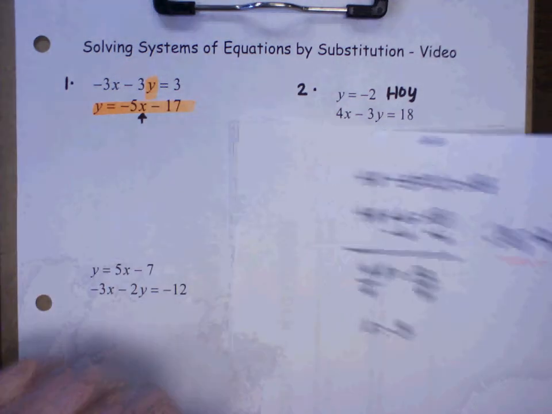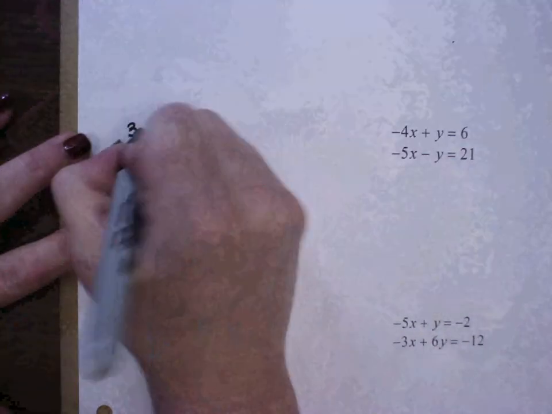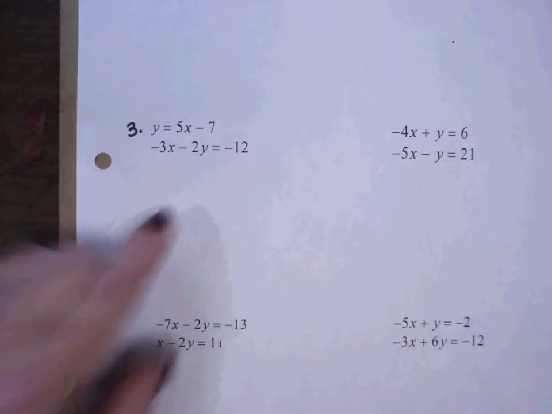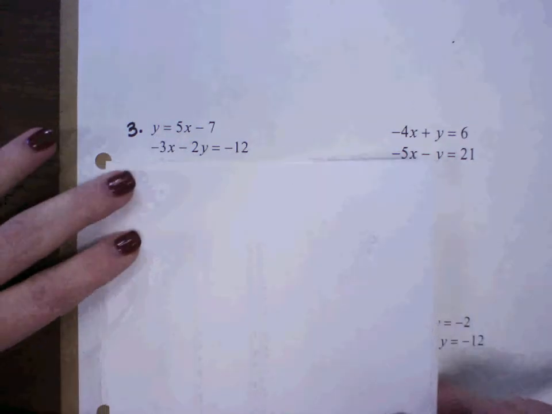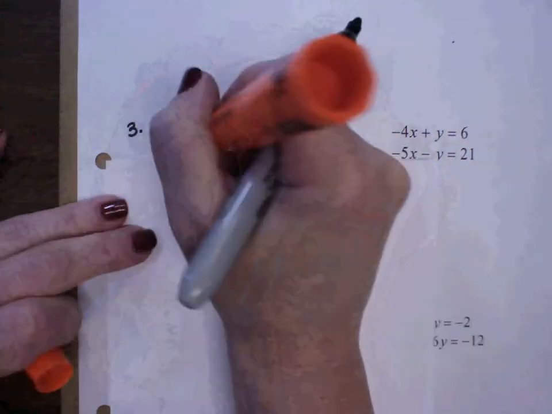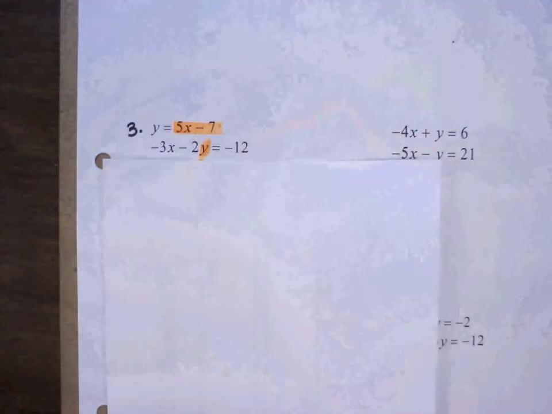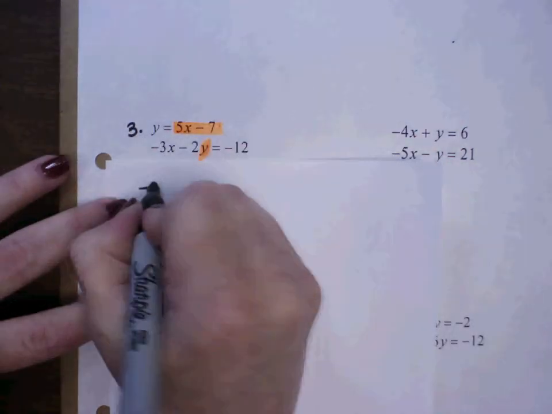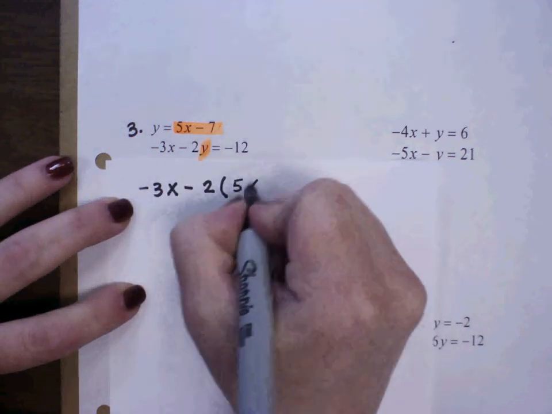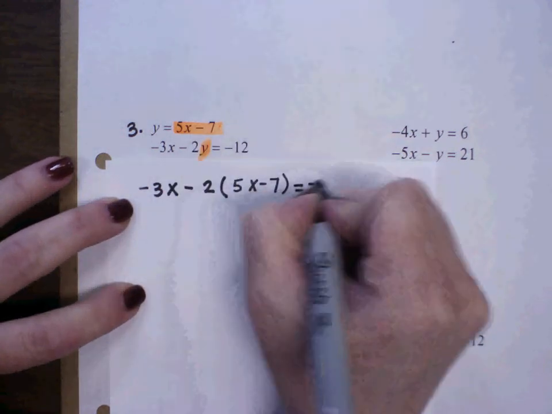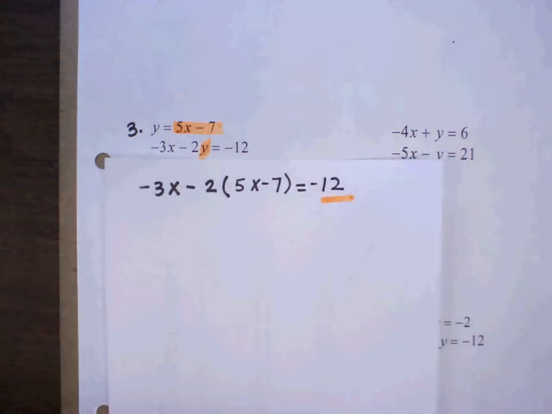All right, number 3. So I already have this one solved for y. So what I'm going to do is I'm going to go to the y, and I'm going to substitute the other equation, the other line, in there. So it would be negative 3x minus 2, and then you open parentheses and you put all of this down. And then after that, I would just go straight to equation solver. I'm going to move that negative 12.